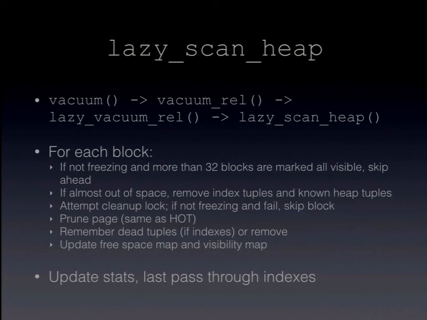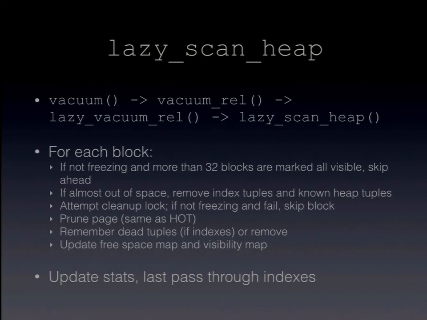So if it can get the cleanup lock, it calls the page pruning code, which is the same thing that's done for hot cleanup. It's actually this exact same code path. It remembers what tuples are dead. It basically puts a set of TIDs in an array. There is a special case here: if the table has no indexes, it just runs one pass through the table, identifies the dead tuples, and removes them. But most people have at least one index.